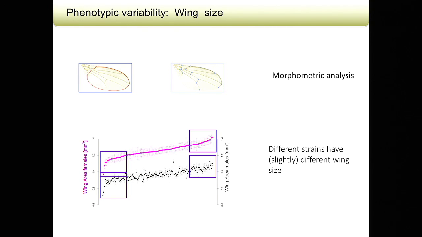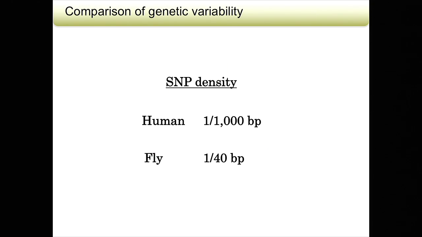Here we already see that these would be strains on the x-axis. Each dot is flies from one strain. We see that they're not identical. The males are actually somewhat smaller in wing size than the females, and there is a range of phenotypes that can be quantitatively measured. And of course, if all were exactly the same, then we couldn't really do anything. So the SNP density is enormous, I already mentioned that.